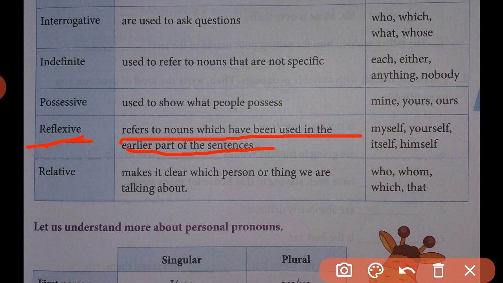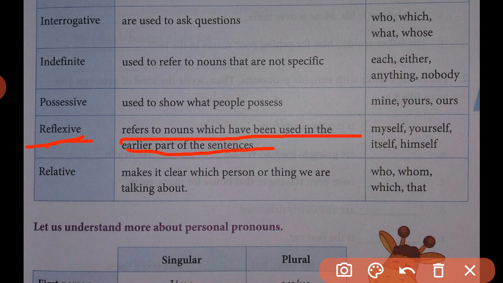In other words, if I define the reflexive pronoun, or in another word we can say emphatic pronoun, that means it emphasizes the subject. A reflexive pronoun is used when the action done by the subject reflects on the subject. It means the action done by the subject reflects on the same subject, then it becomes the reflexive pronoun.